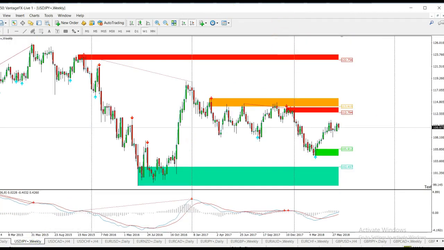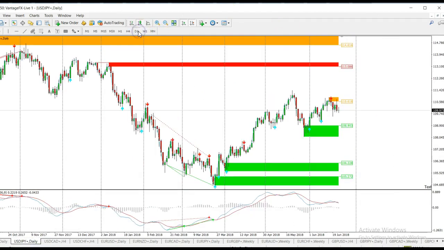So it is USD JPY. See, last week we had started at 1, 2, 3, 4, 5. So you had an arrow at a trading zone, it comes up, tests it, and goes back down.